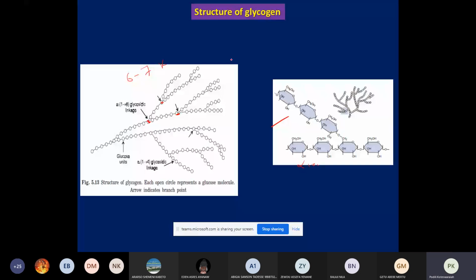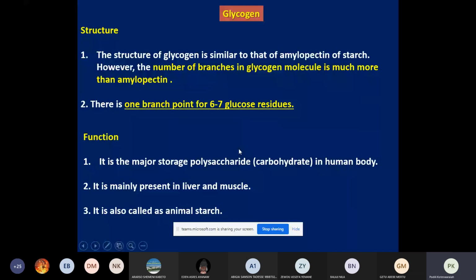That means the structure of glycogen is similar to the structure of amylopectin, but the only difference is that glycogen has more branch points compared to amylopectin. Glycogen is mainly present in the liver and the muscle, and the human body stores excess sugars in the form of glycogen. When the body demands energy, the glycogen is converted into glucose, and that glucose enters into glycolysis and the TCA cycle in order to produce the high energy molecule ATP to run the metabolic processes.